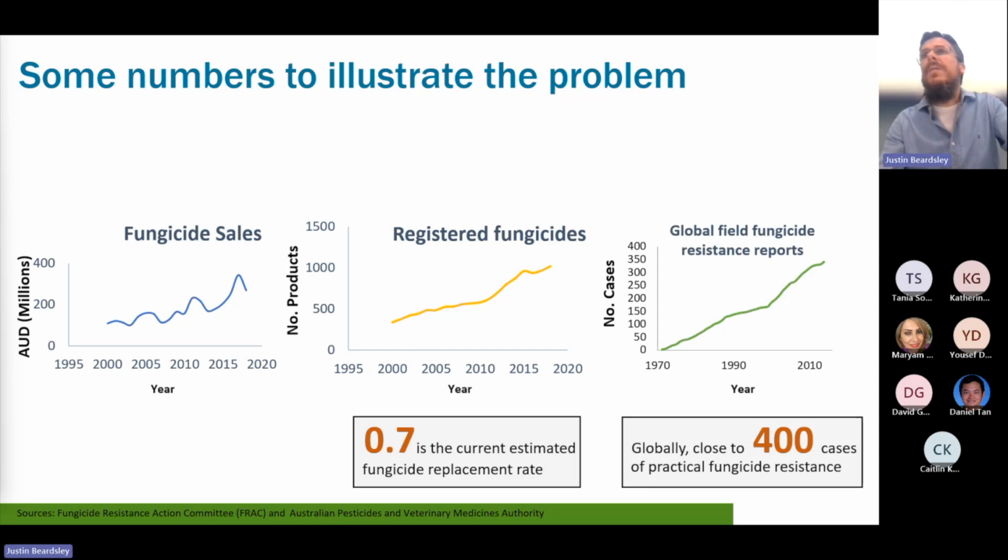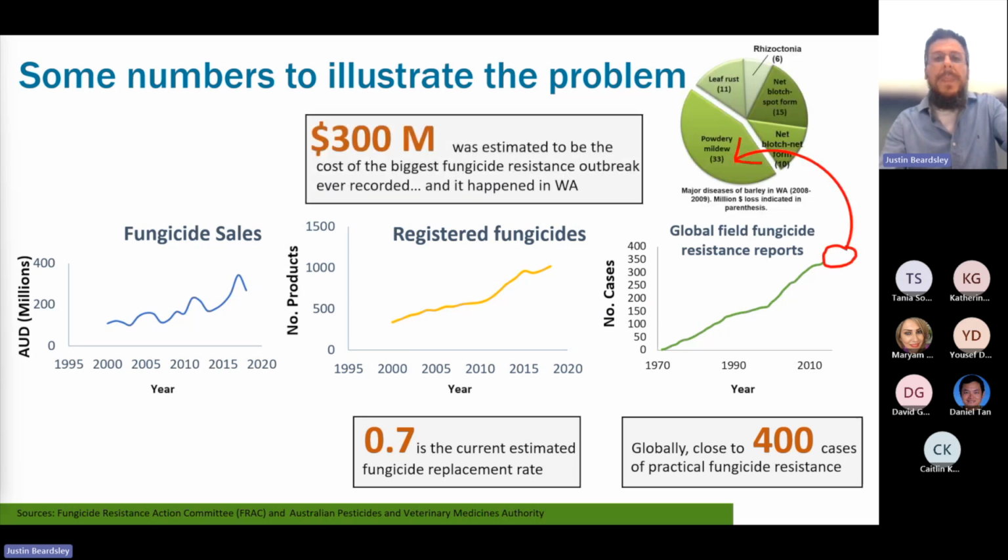The number of fungicide-resistant cases in the field, not in the lab but actual field consequences, is over 400 around the world. And in the last few years, the majority of the cases are actually coming from Australia. To give you another interesting number, the biggest fungicide resistance outbreak ever recorded in the world was in Western Australia a few years ago.